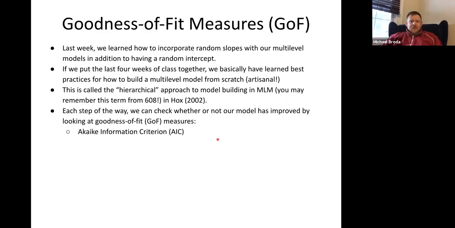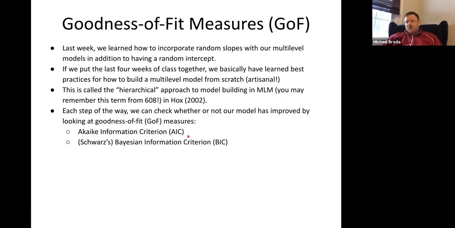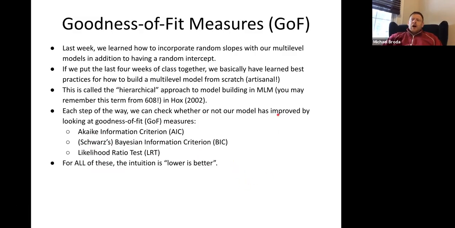And we're going to talk primarily about 2 goodness of fit measures: the Akaike information criterion. That one's always a mouthful, AIC. And what's called the Bayesian information criterion, which is actually called Schwarz's Bayesian information criterion. But these are more commonly known as AIC and BIC. And then we're also going to talk about a statistical test that basically gives us the same information, called the likelihood ratio test, the LRT. Okay, so for all of these, the intuition is lower is better.